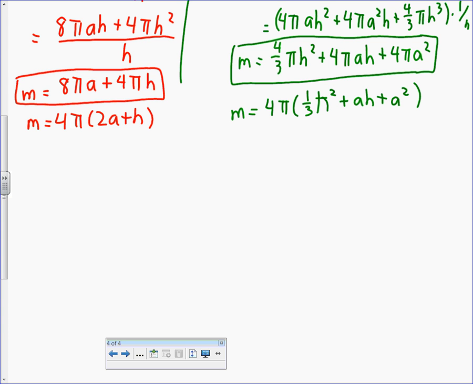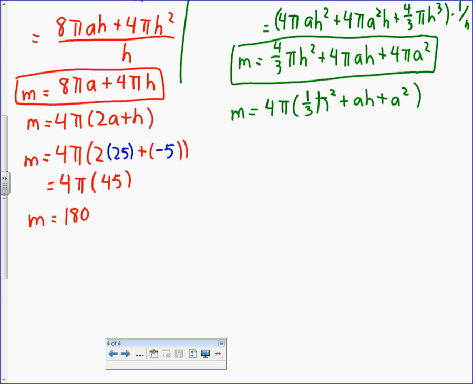Okay. So we said a was equal to 25 and h was -5. Is that right? Yep. Okay, so let's do this one here on the left, so I'm going to do m equals 4 pi, 2 times 25. That's 185. Is that right?